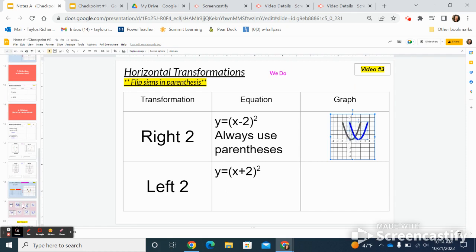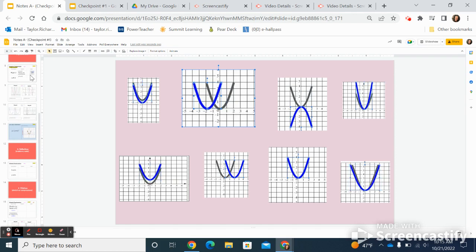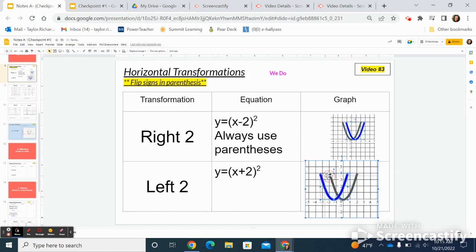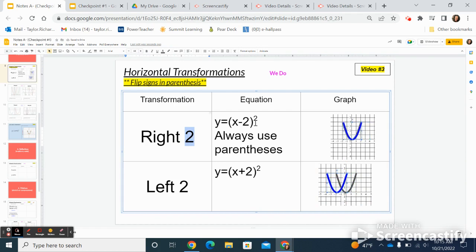Now let's look for left 2. I think it's right above it, right here. It's starting at 0 and it's sliding to the left 1, 2. So I'm going to copy that picture and put it in my table. And this slide is done. You have the right and the left. Just remember, I can say any number. I could say right 17, and you would just put x minus 17. Whatever the number is, just make it look like that, but change the number.